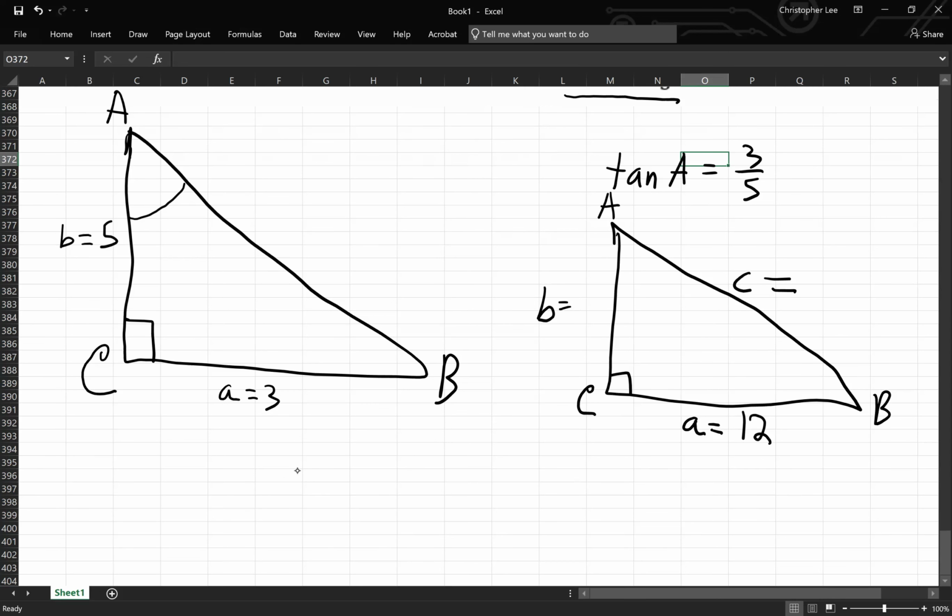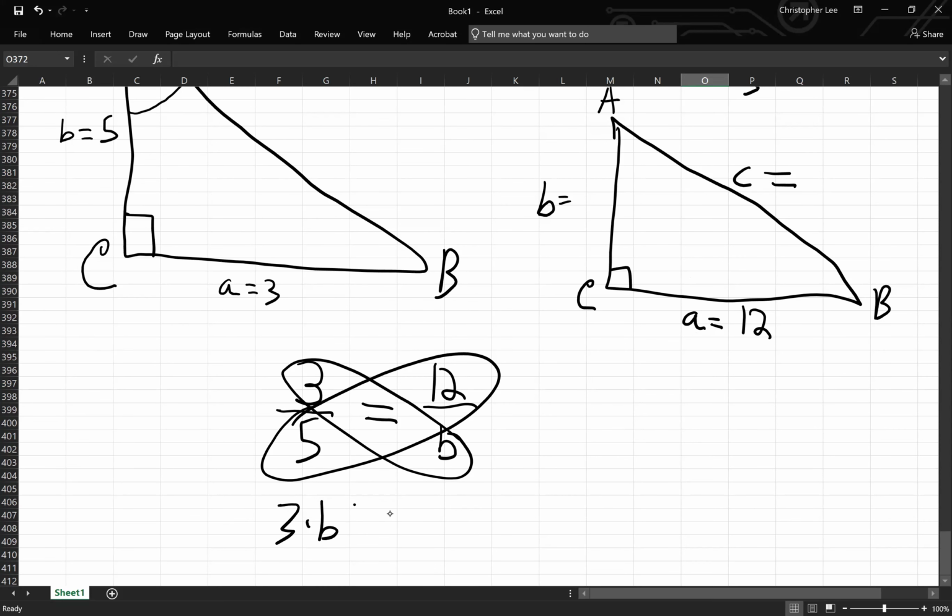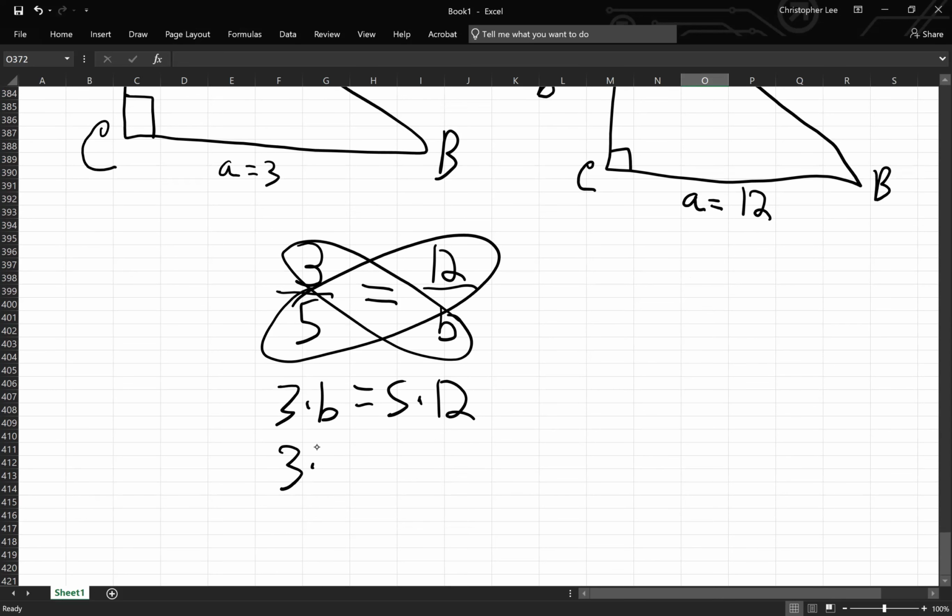So you're saying you have 3/5 is equal to, let's say, 12 over B. And then you cross multiply, and that's how you get it, right? So this becomes like this: 3 times B is equal to 5 times 12. 3B is equal to 60. Divide by 3. So B equals 20, right?